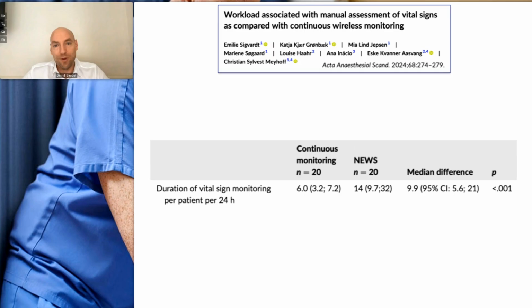And you can see that in this study, the duration of vital sign monitoring per patient per 24 hours, so the time that nurses and clinicians need to invest in monitoring, was lower in patients who were assigned to continuous monitoring, showing that doing those rounds, doing those spot checks costs a lot of time, and that continuous automated monitoring may even save you time.